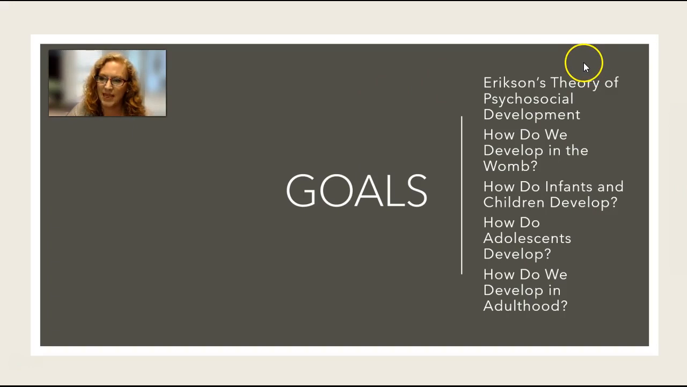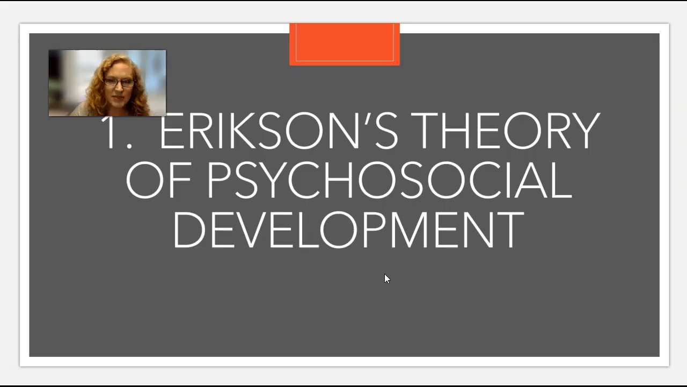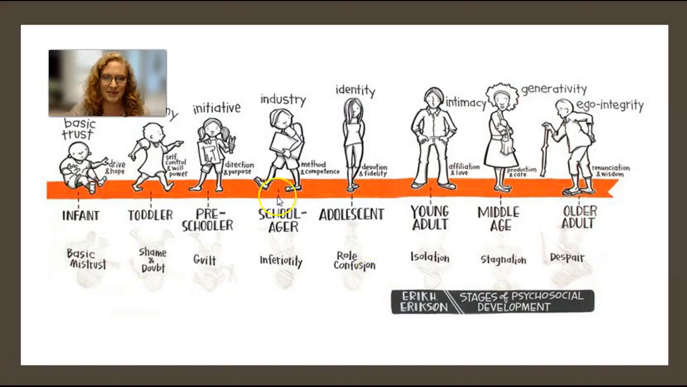So we are going to be taking a look at the following topics: Erikson's theory of psychosocial development, how do we develop in the womb, how do infants and children develop, how do adolescents develop, and finally, how do we develop in adulthood. All right, let's start with Erikson.